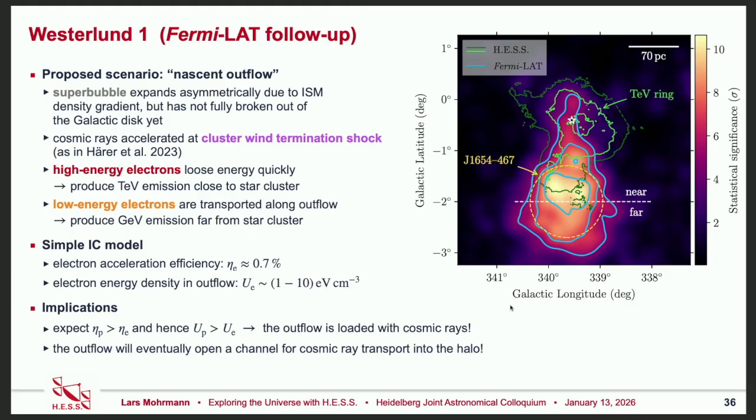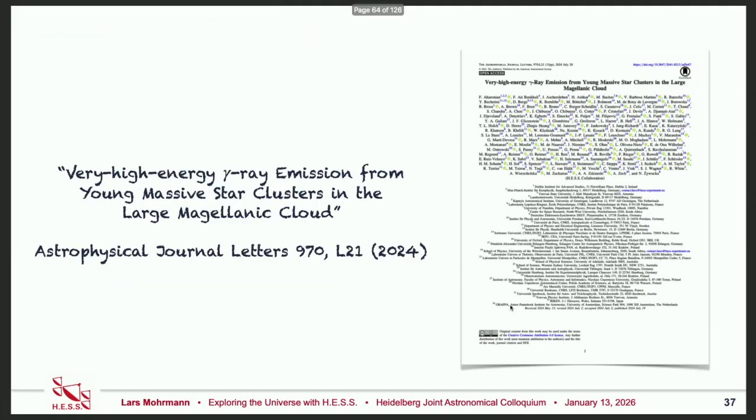So cosmic rays are transported with this outflow away from the plane. And eventually, we think this would open a channel for cosmic ray transport from the plane into the galactic halo. So that's quite an interesting result.